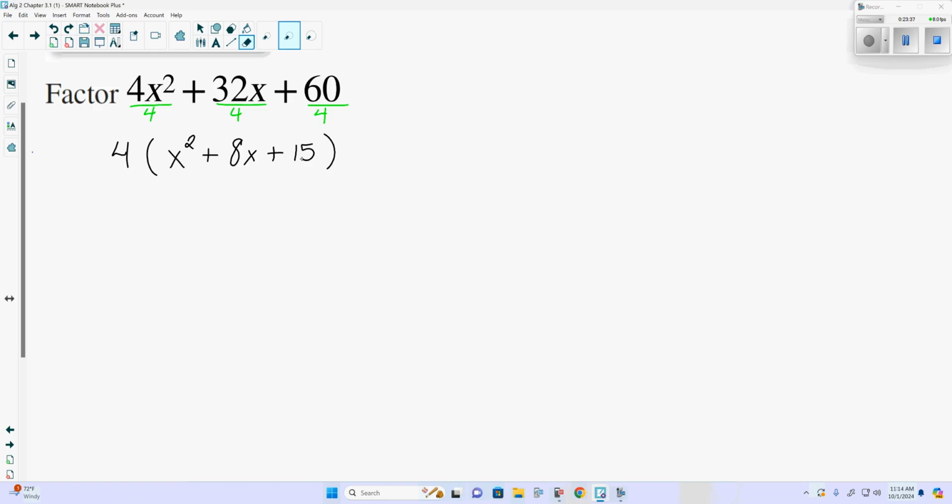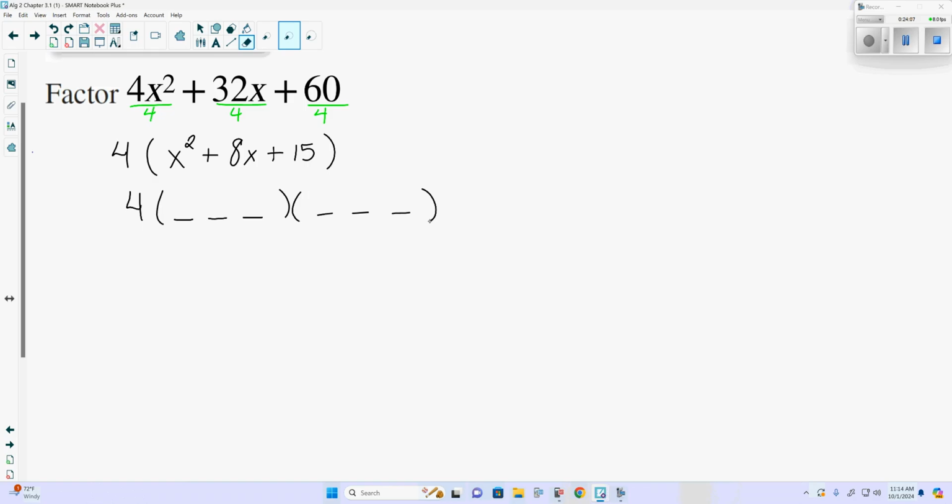Step number 2: two sets of parentheses with 3 spaces. So we'll still need the greatest common factor. The greatest common factor of 4 is a part of our final answer. We have to keep it with us. Questions on steps 1 or 2? So we did greatest common factor, then we wrote 2 sets of parentheses with 3 spaces.